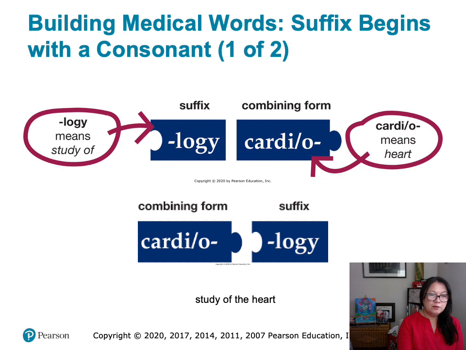Let's start with a word with no prefix and a suffix that begins with a consonant. Say we want to build a medical word that means study of the heart. The first step is to select the suffix, study of, and combining form whose meanings match this definition. This means we will select the suffix logy, which means, again, study of, and the combining form cardio, which means heart. Now that we've selected our word parts, step 2 of building our medical word is to put these parts in the right order. So we move the suffix after the combining form.